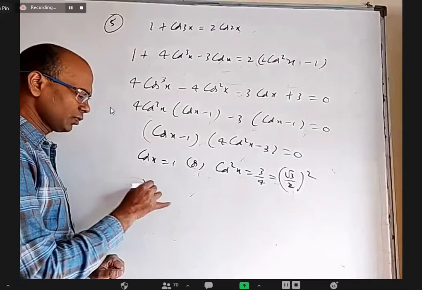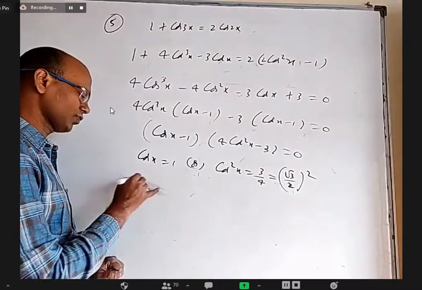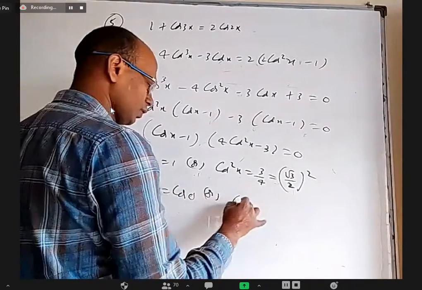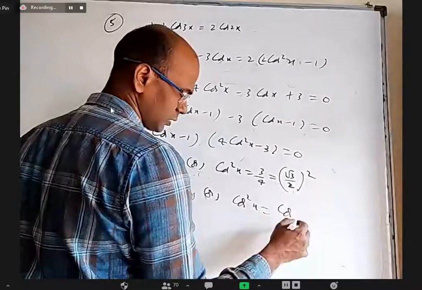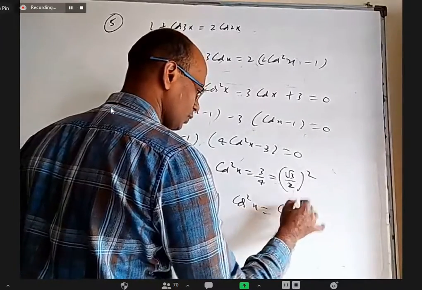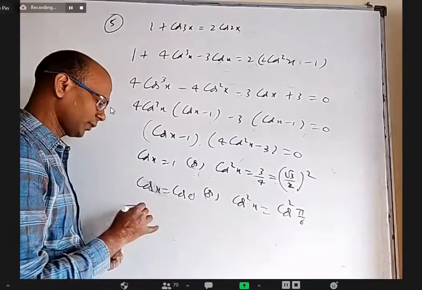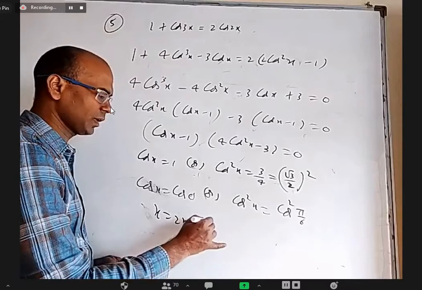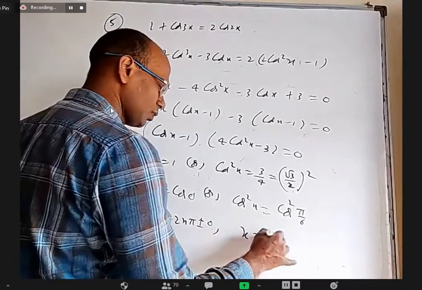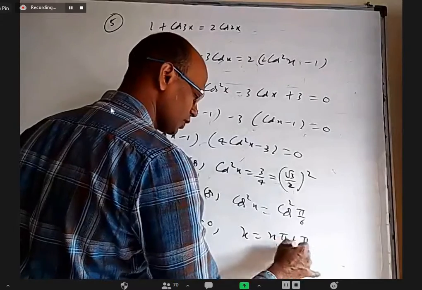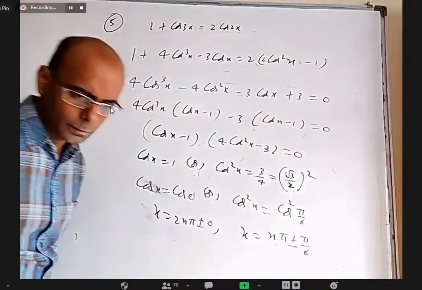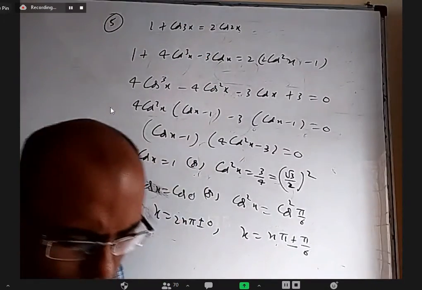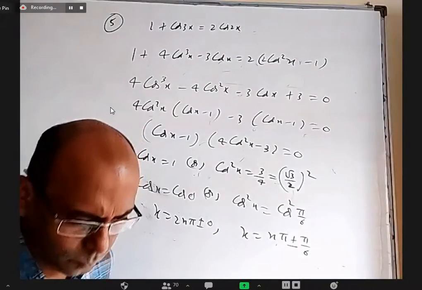Here this we already know, or you can even write cos x equal to cos 0 if you want, not a big issue. Here cos square x is equal to cos square 30 degrees, pi by 6, square. Cos square x is equal to cos square alpha. So here we'll get x is equal to 2n pi plus or minus 0. Here we'll get x equal to n pi plus or minus pi by 6. So they're asking, this total is the general solution. Which of the following are a subset of that?